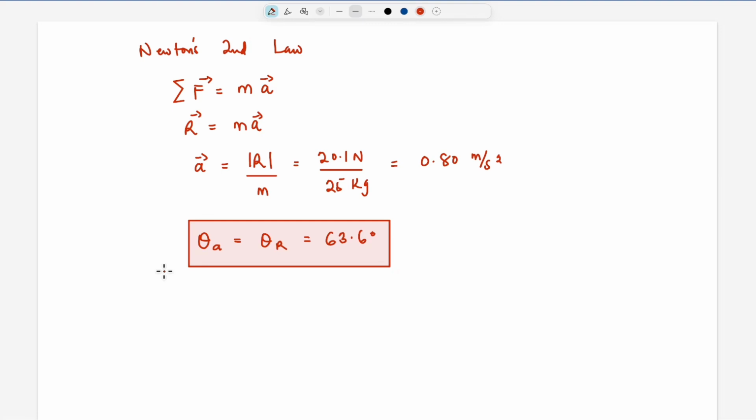All right, so this brings us to the end of this problem. It is a good practice for how to resolve vectors into their components and also apply that in terms of physics to find the net force that is acting on an object, and hence the acceleration and the direction of the net force, as well as the direction of the net acceleration.